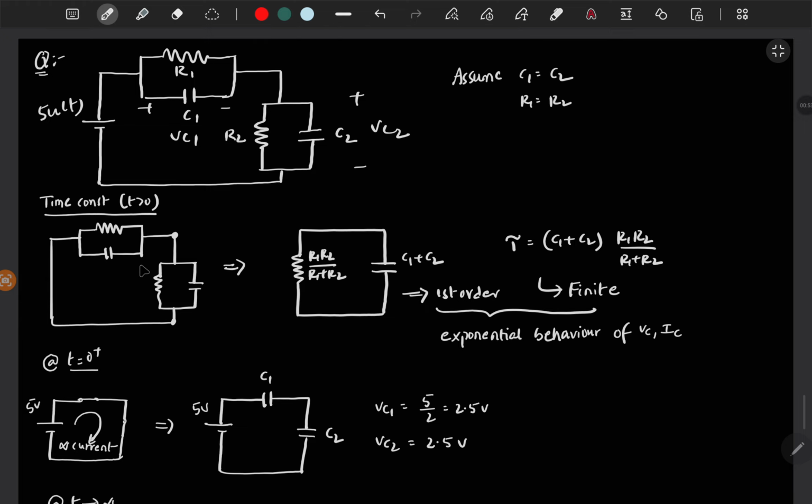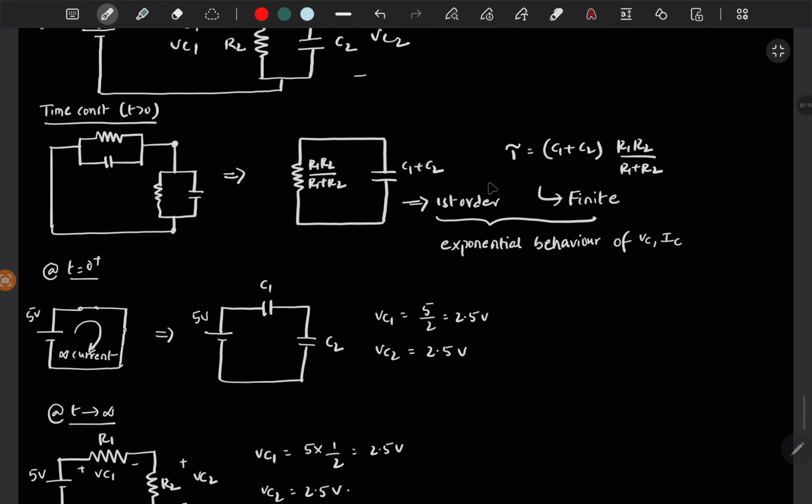If you find the time constant of the circuit, since all components are in parallel, you will get the time constant as C1 plus C2, which is C equivalent, times R1 R2 by R1 plus R2, which is R equivalent. So this is finite, and since these two capacitors are in parallel, equivalently you can say this is a single capacitor of C1 plus C2, so this is a first order RC circuit.